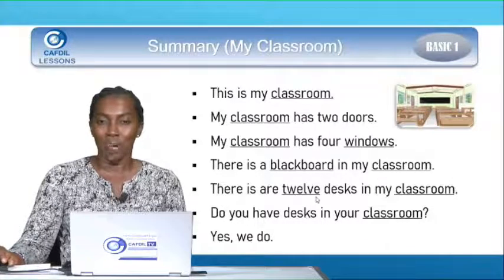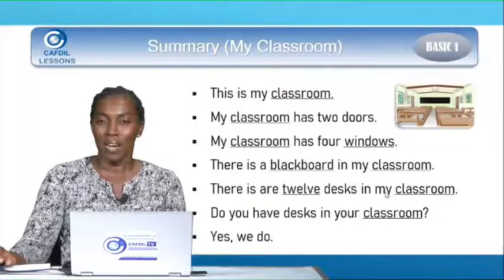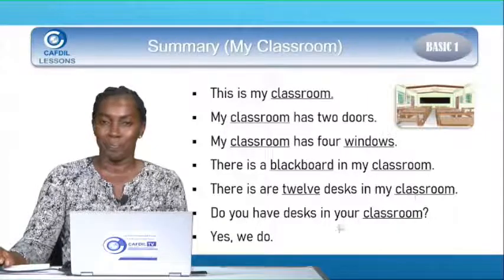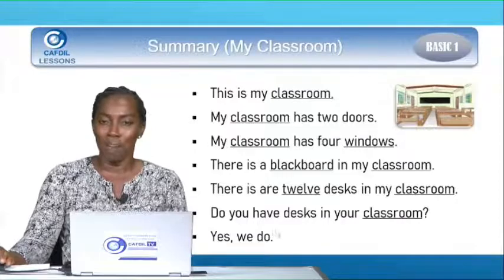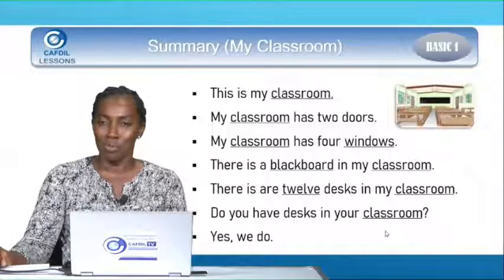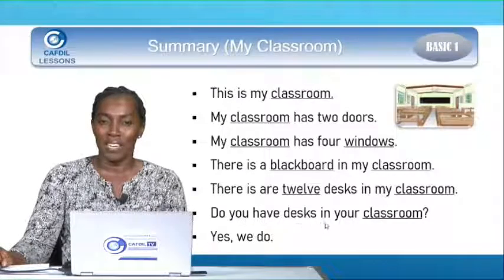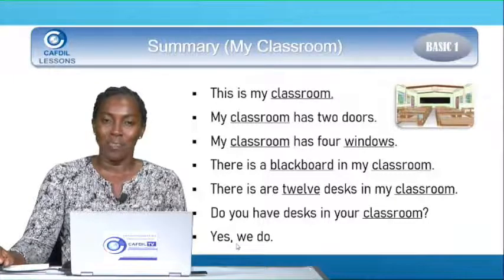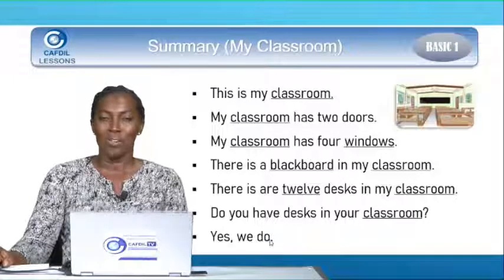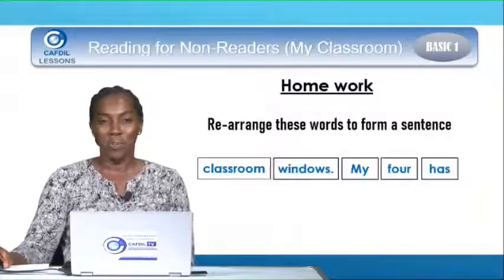There are 12 desks in my classroom. Do you have desks in your classroom? Yes, we do. Good. Very good.